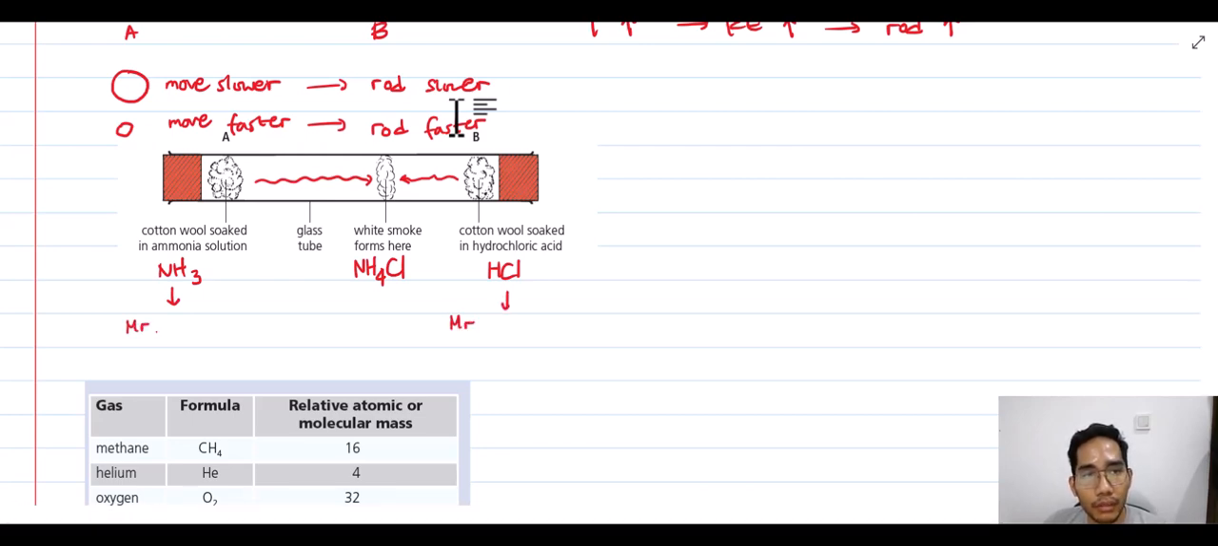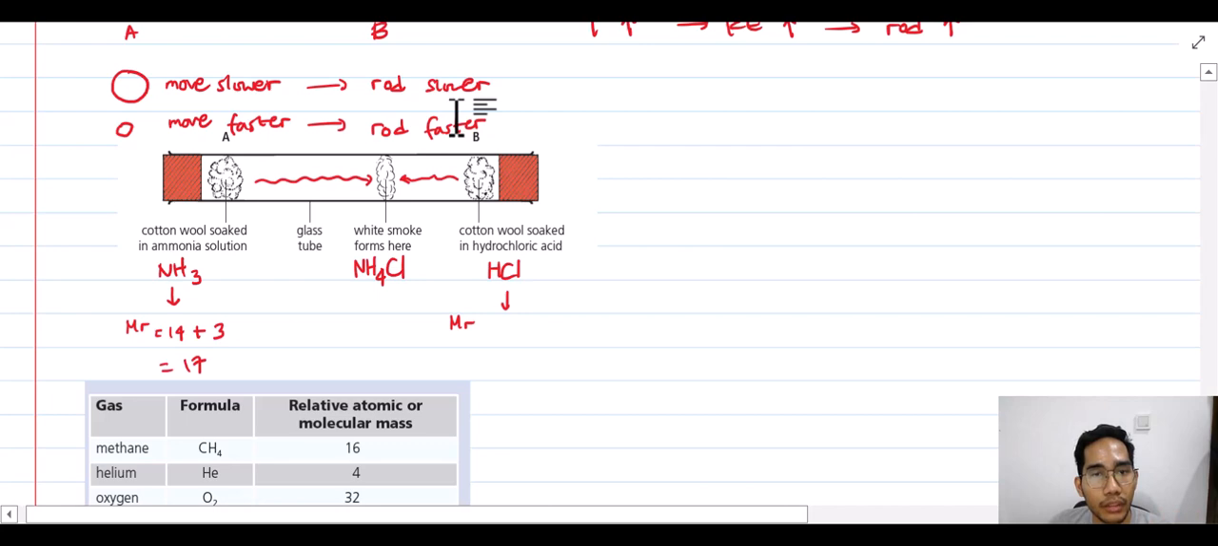The MR, or the molecular weight of NH3, is 14 plus 3. 14 is the AR of N, and then 3 is the AR of hydrogen times 3. So 14 plus 3 equals 17. Meanwhile, the MR, or the molecular weight of HCl, is 1 plus 35.5, which is 36.5.